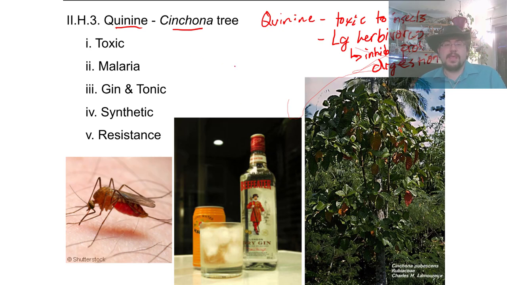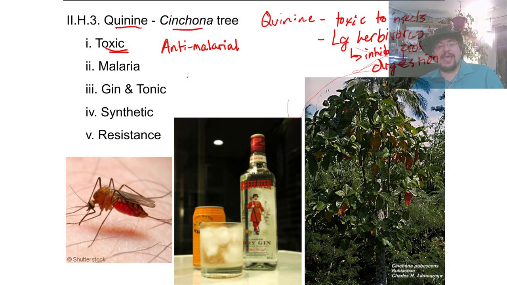There we go. So quinine is directly toxic to insects and inhibits protein digestion in larger herbivores. Quinine is really fascinating because it has an anti-malarial effect. So taking quinine orally can kill malaria parasites.